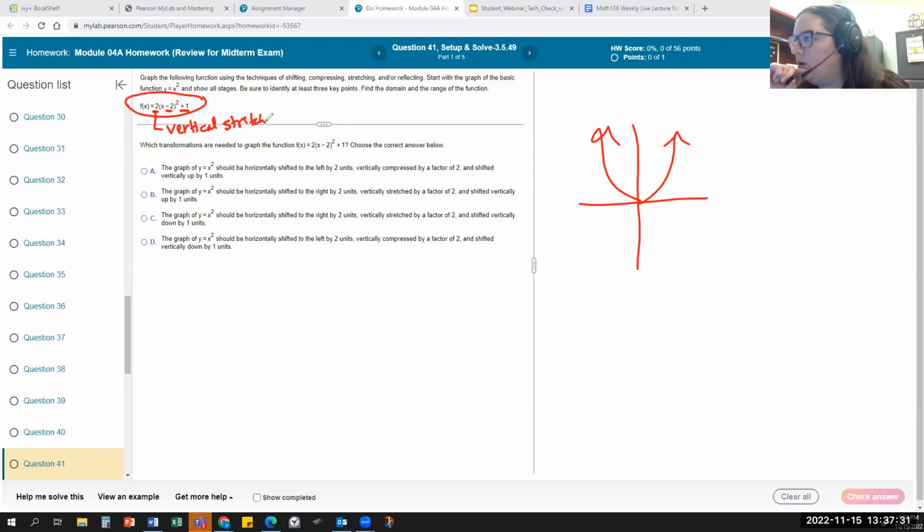So I'm looking for a description that has a vertical stretch. A compression would make it shorter or flatter. That would be like making it a number smaller than 1, like 1/2 or 2/3. The minus 2 inside is a horizontal shift, and subtraction inside shifts to the right. So I'm looking for a horizontal shift to the right by 2 units, not left.